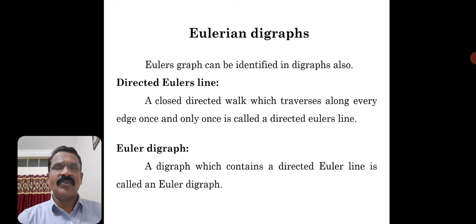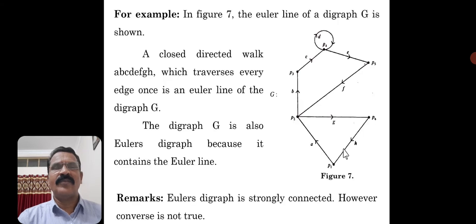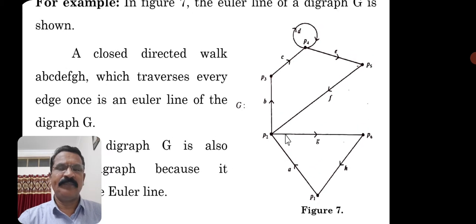So now what is the Euler's digraph? As a graph containing an Eulerian cycle is called an Eulerian graph, in the same fashion, a digraph which contains a directed Eulerian line, or directed Euler's line, is called an Eulerian digraph. Okay. So now we will see some examples. In figure 7, you can see the Euler line of the directed graph G. It is shown.